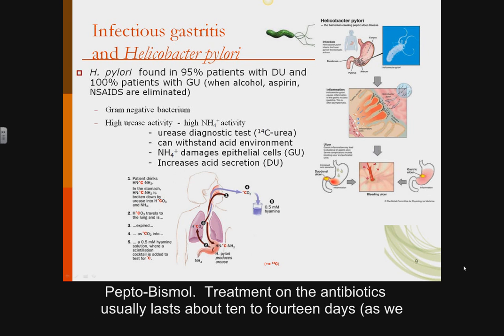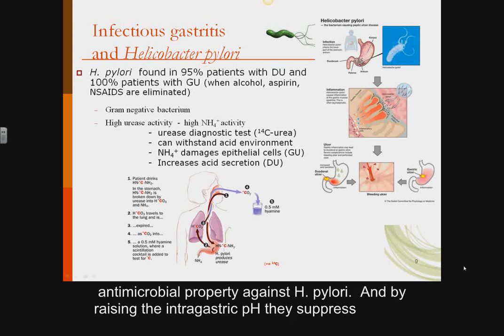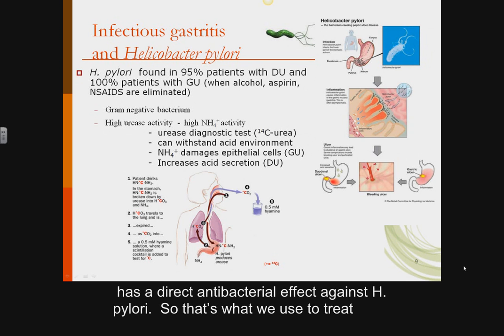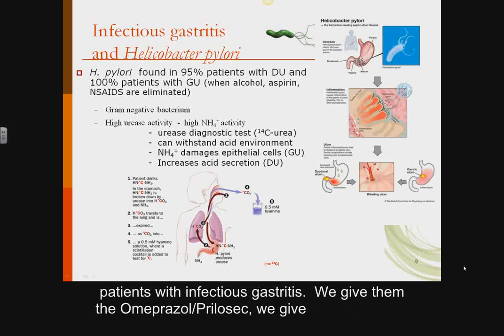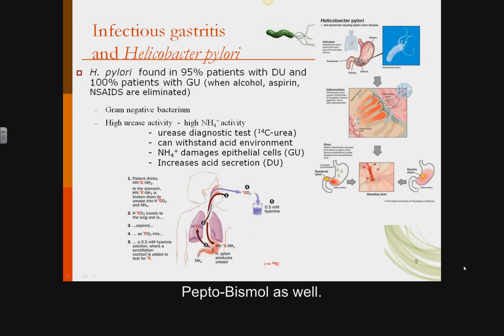Treatment with the antibiotics usually lasts about 10 to 14 days, and proton pump inhibitors like the Prilosec have a direct antimicrobial property against H. pylori. You see, by raising the gastric pH, it suppresses the bacterial growth and optimizes the antibiotic efficacy. The bismuth of Pepto-Bismol also has a direct antibacterial effect against H. pylori. So that's what we use to treat patients with infectious gastritis. We give them the omeprazole, we give them the double dose of antibiotics for about 2 weeks, and we give them the Pepto-Bismol as well.